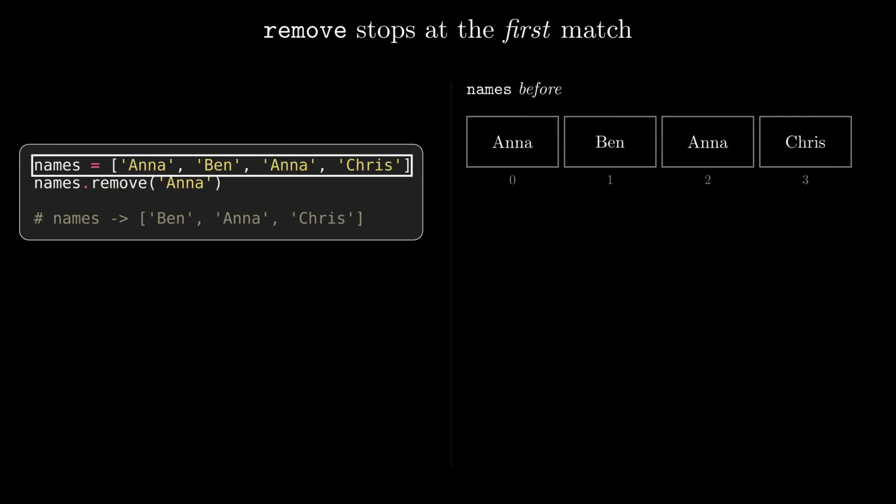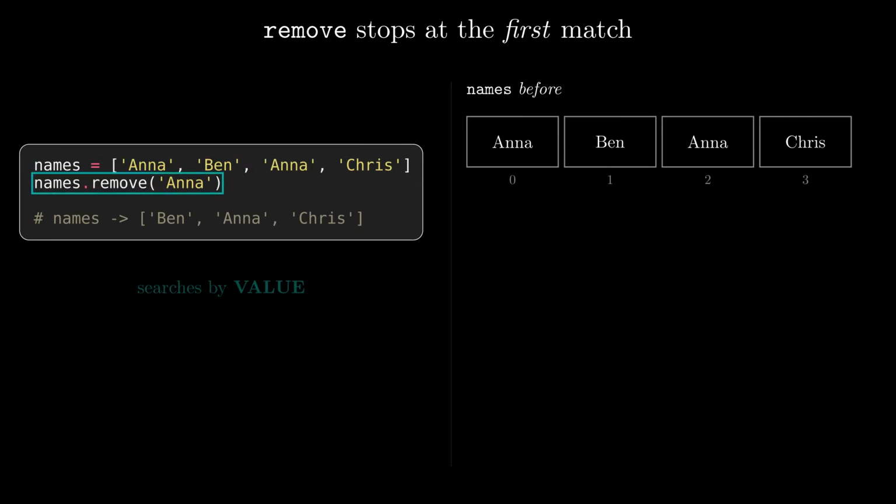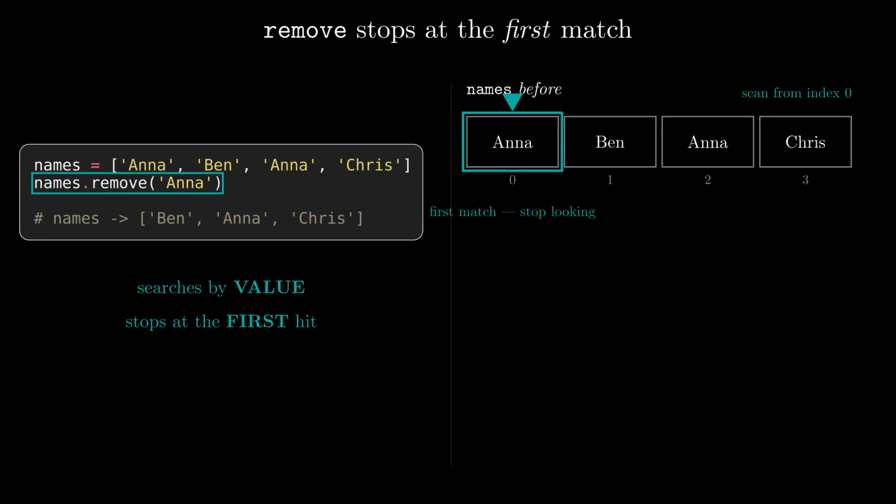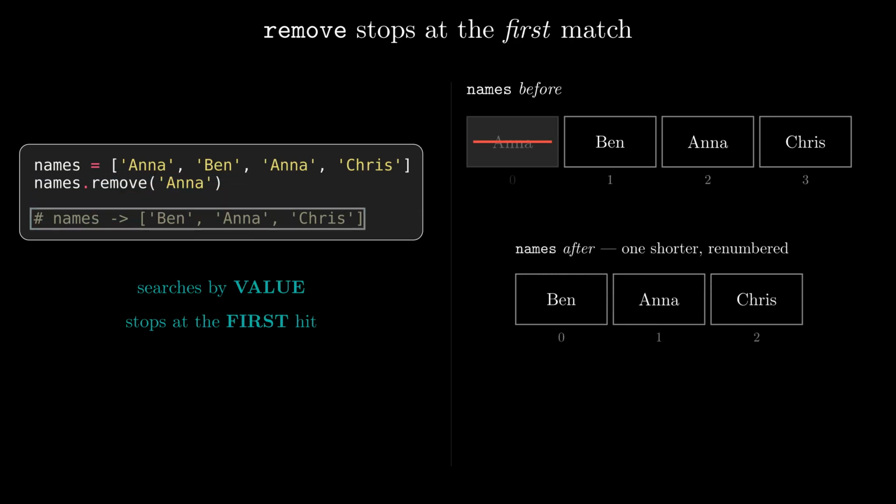Remove searches by value, and it stops at the first hit. Say a list called names holds Anna, Ben, Anna, Chris. Call names.remove and pass the string Anna. Python scans from index 0, finds the Anna sitting at the front, deletes that one element, and stops looking. The list becomes Ben, Anna, Chris. The second Anna is untouched.